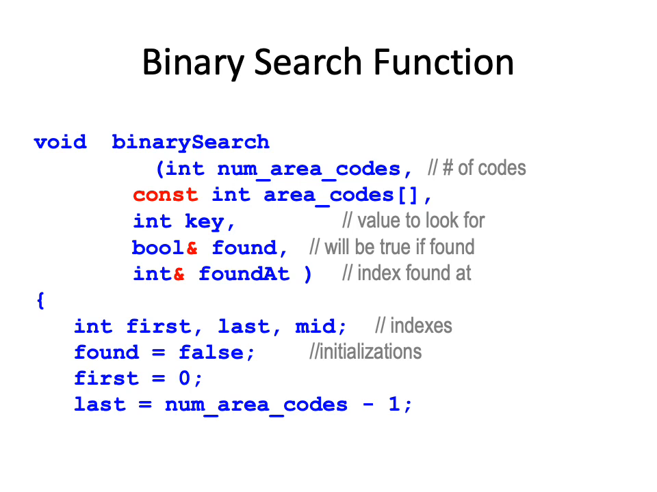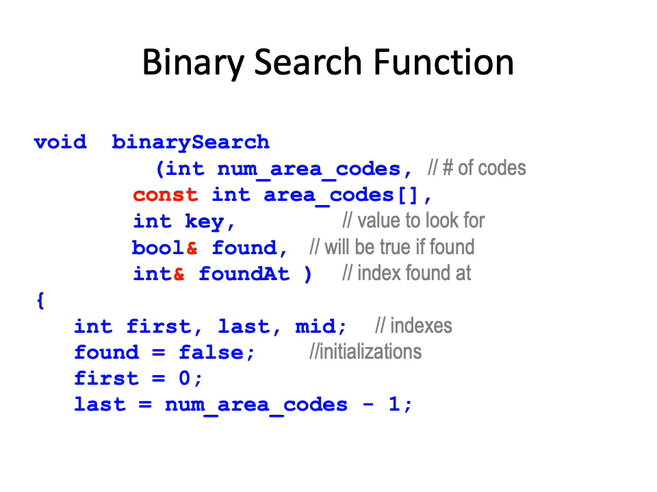So is key, is that value contained in area codes? And then we're also going to return an integer called found at, which is the index that we found that in. So if found is true, if we did find that value, then that index will be stored in found at. And if not, then we don't care whatever the value is in found at. We won't set that. Okay, so that's the function prototype.